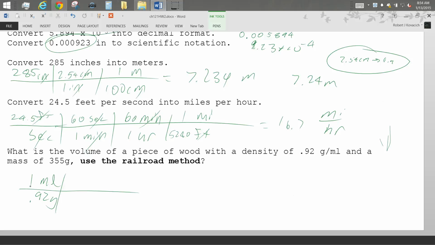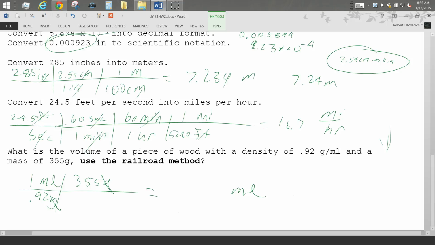I need milliliters, and I need milliliters to be in the numerator of my answer because I want milliliters for my answer. If I would have written 0.92 grams divided by milliliters, my milliliter unit would have been in the denominator, and I would have got an answer that was upside down. The whole answer would be upside down. So in this case, all I need to do now is get rid of the grams, and I have a gram number, and it was 355 grams. So this gram cancels out with that gram, and what do I have left? Milliliters. That's it, right?